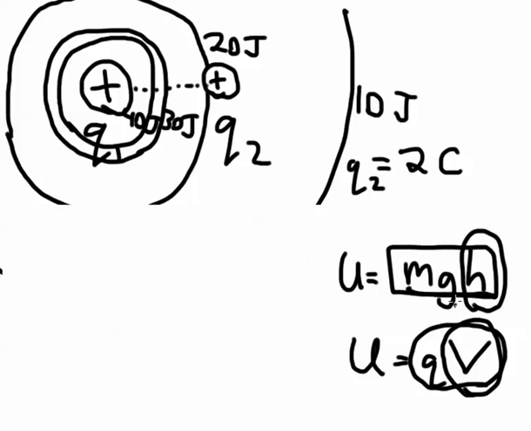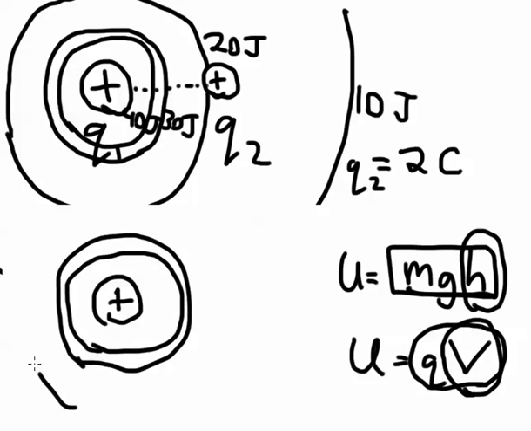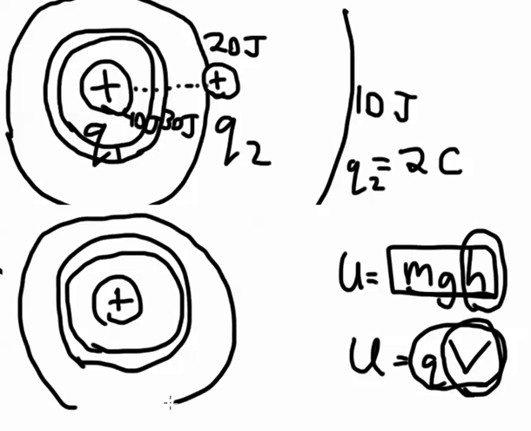So the potential hill is kind of like the height hill. It's going to look exactly the same as the energy hill, just like the height hill looked exactly the same as the energy hill. So in the potential hill, there's these contours, just like before. And to find the potential, we should do U divided by Q. U divided by Q equals V.